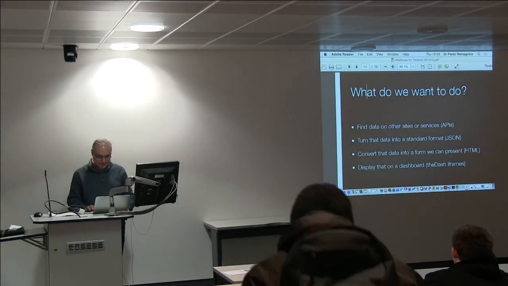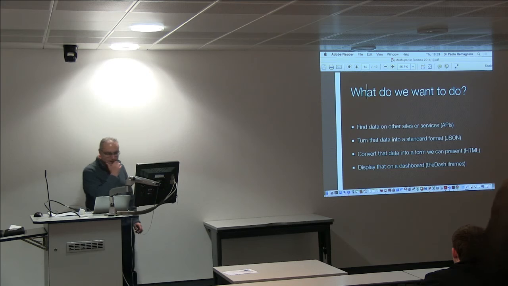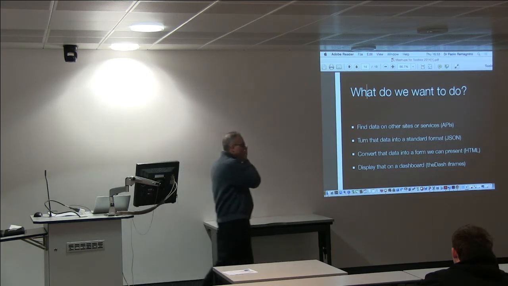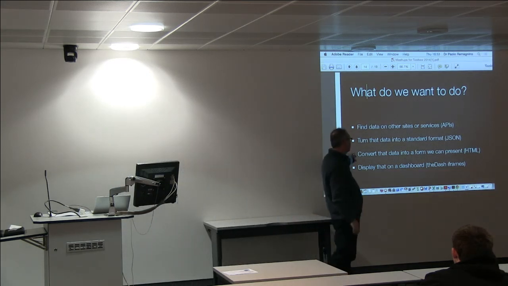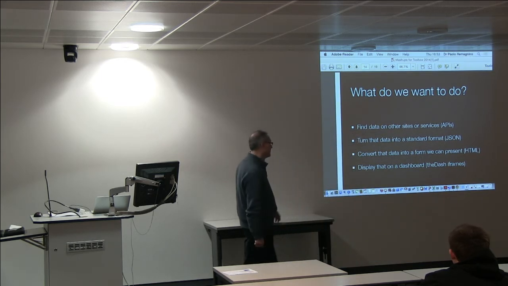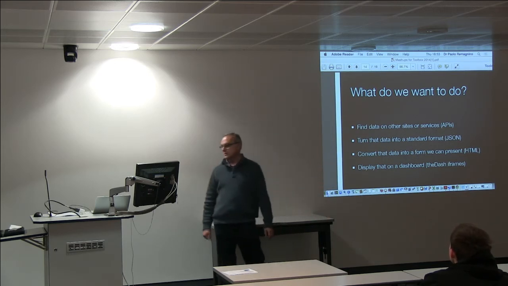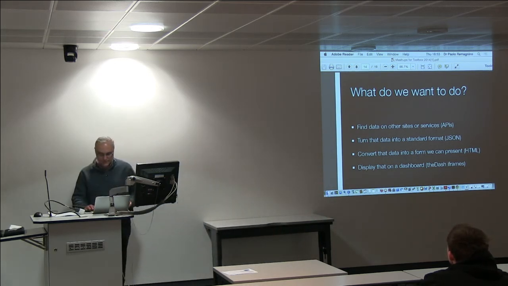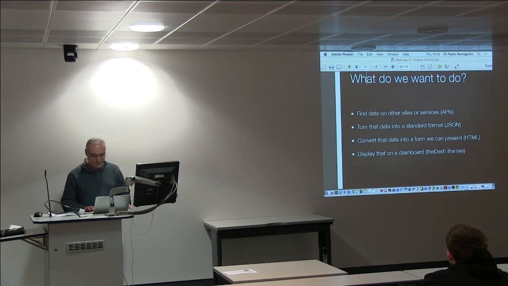So essentially, you see Mumbai, the weather, and then a visit to Flora, Australia, things like that, with a dash. But to see here, what do we want to do? We find the data on other sites or services, APIs, turn the data into a standard form of JSON, convert that data into a form that we can present in HTML and display on the dashboard. So in a way, it's another way of doing that.